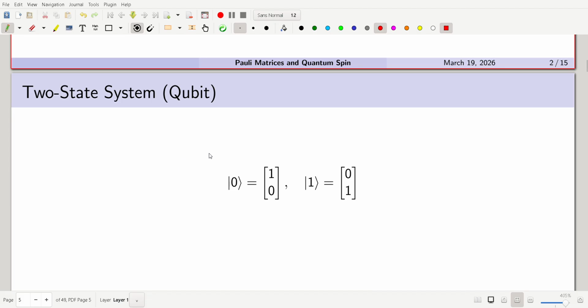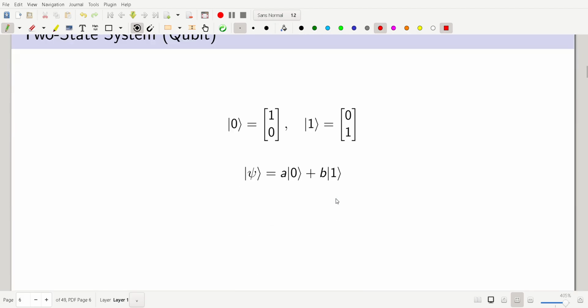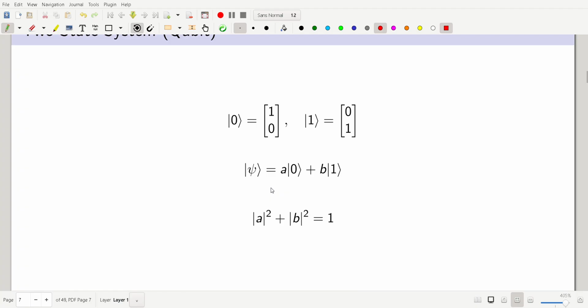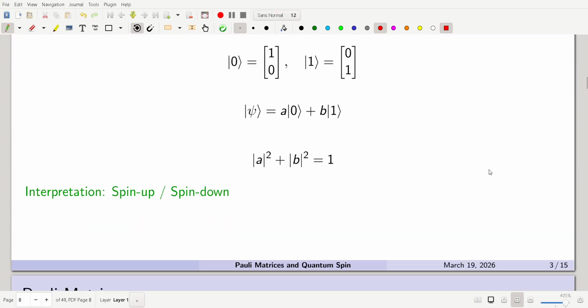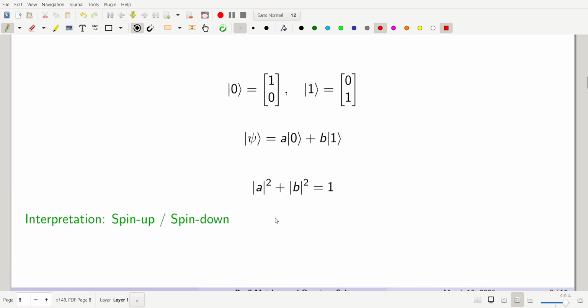A two-state system is called a qubit, with states 0 and 1, written as the column matrices (1, 0) and (0, 1). So this is psi equal to a|0> plus b|1>. Here the magnitude of a squared plus the magnitude of b squared is equal to 1, like a circle. The interpretation is spin up and spin down.